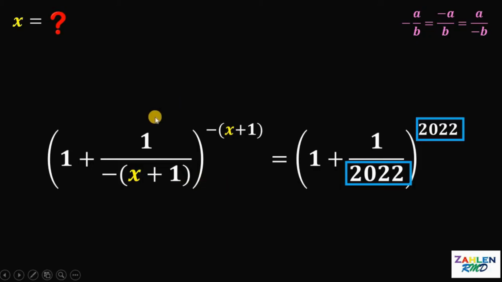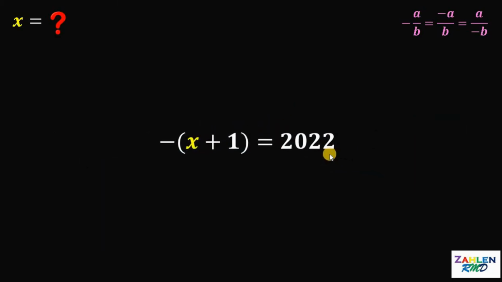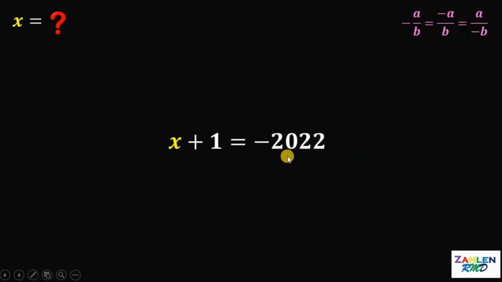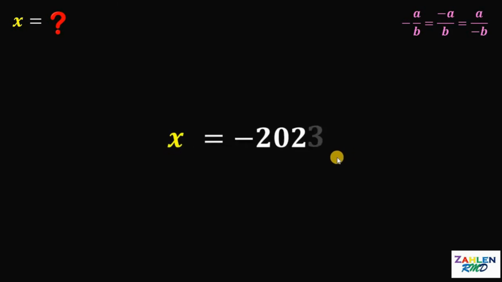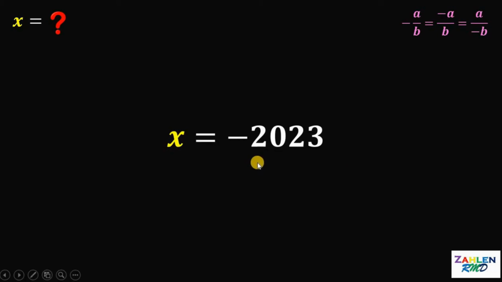Now, as you can see, on the left-hand side, we have now 1 plus 1 over that expression raised to the same expression. Therefore, we can say that negative (x+1) is equivalent to 2022. Now, let's solve for the value of x. Let's multiply both sides by negative 1. So, we have x plus 1 equals negative 2022. Now, subtract 1 on both sides. This will give us the value of x equals negative 2023.